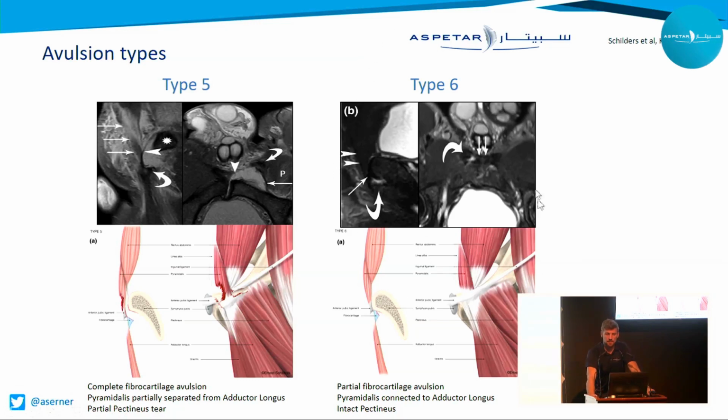And type 6 is actually what's the least extensive, which is just a partial avulsion, so a bit of hyperintensity here at the posterior part of the insertion of the adductor longus into the pubic bone, and no other concomitant injuries. So 6 different types. At the moment, we don't really know much about how these relate to treatment decisions and how these relate to prognosis, but I'm sure more will come in the near future from Professor Schilders.